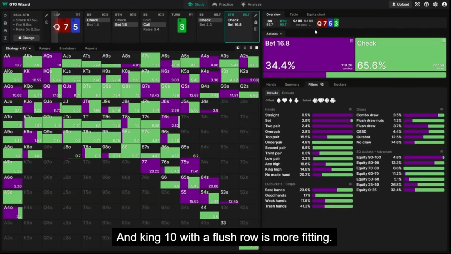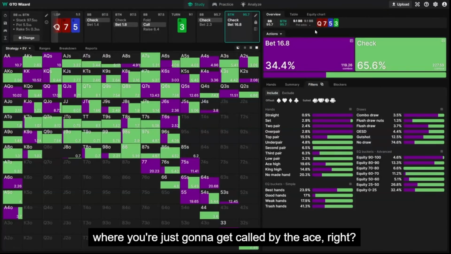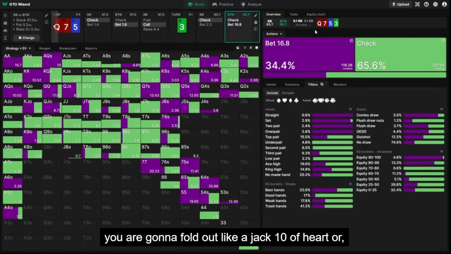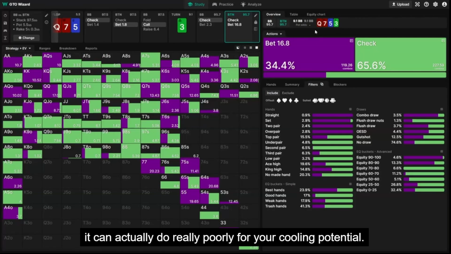And king 10 with a flush draw fits the model that I'm talking about, where you're just going to get called by the ace, right? If you bet king, 10 of hearts, you're going to get called by the ace of hearts. You're going to fold out something like a jack 10 of hearts or a jack 9 of hearts. You're going to fold those out. So it can actually do really poorly for your coolering potential.